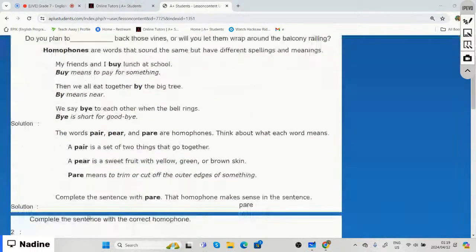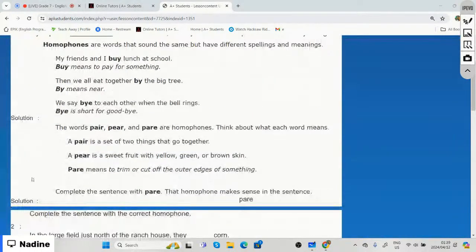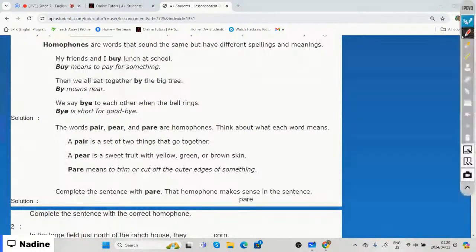Yeah, we have another example of a homophone. It says the words pear, which is a fruit, and another pear are homophones, right?